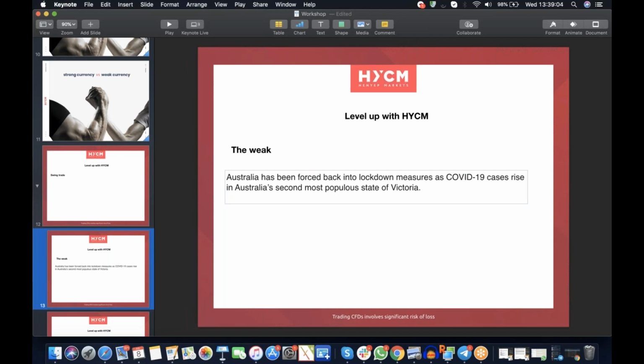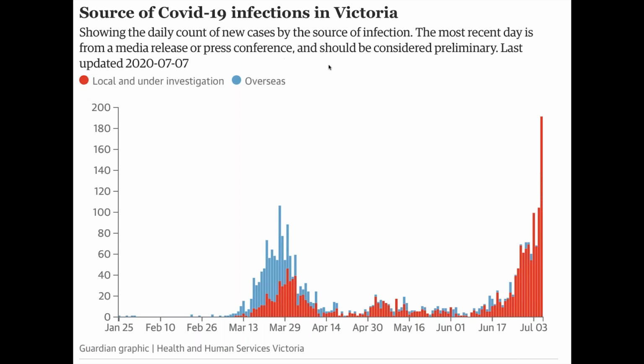Now, looking at Australia, what we see is that Australia has been forced to go back into lockdown measures as COVID-19 cases start to rise in Australia's second most populous state of Victoria. I'm just going to quickly show you some of those rises. I'm going to go back to screen 2, and you can see here that this is the daily count of new COVID-19 cases. Coming into the recent past, you can see how much there's been a second spike in Australia, and those cases are far greater than the original wave. So we're seeing this second wave phenomenon in Australia.